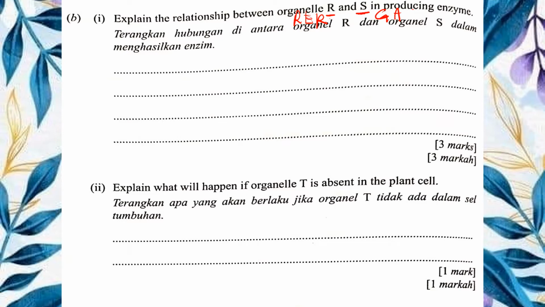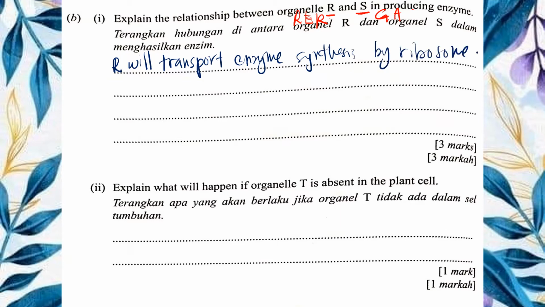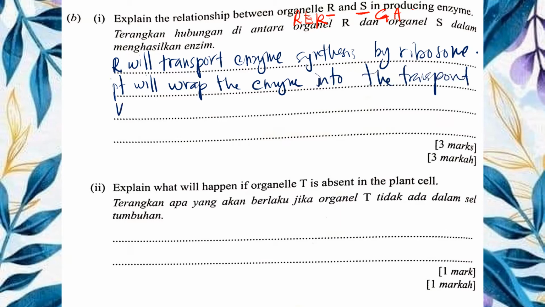First, what is the function of R? R will transport enzyme synthesized by ribosome. How do they transport the enzyme synthesized by the ribosome? It will wrap the enzyme into the transport vesicle. Then, don't put 'then' directly; if you use 'then', make sure you put a full stop first and make it a new sentence. Then, transport it to Golgi apparatus, or in this question you can just say S.